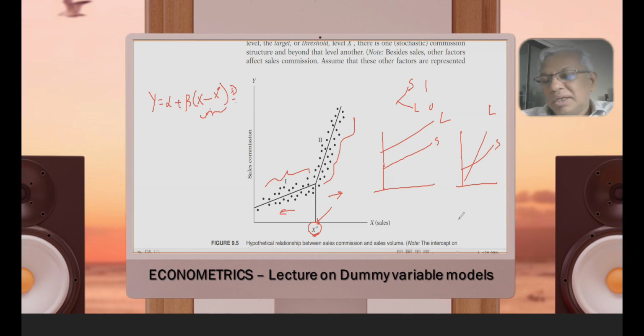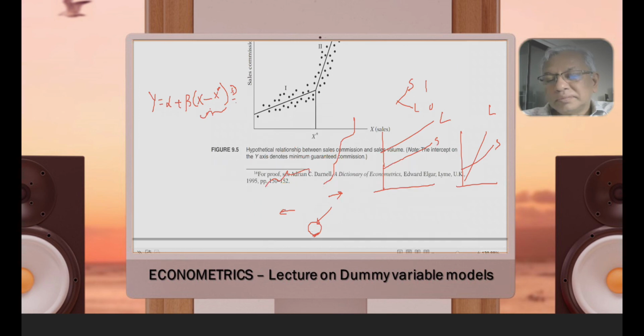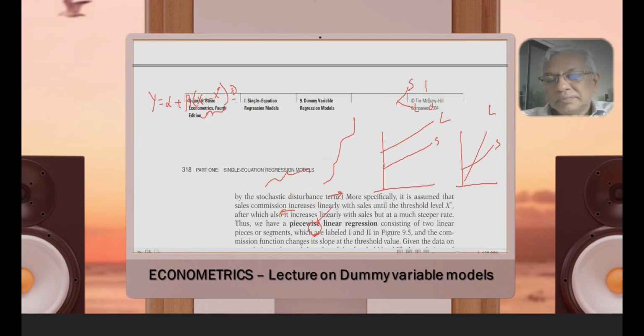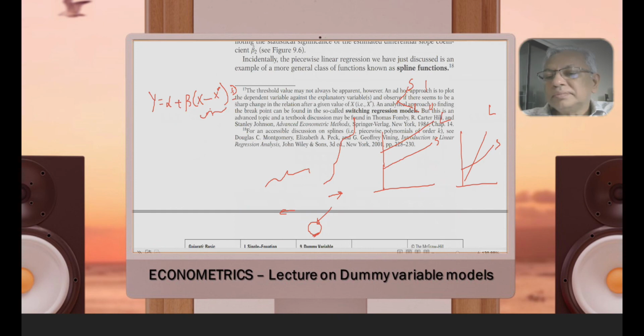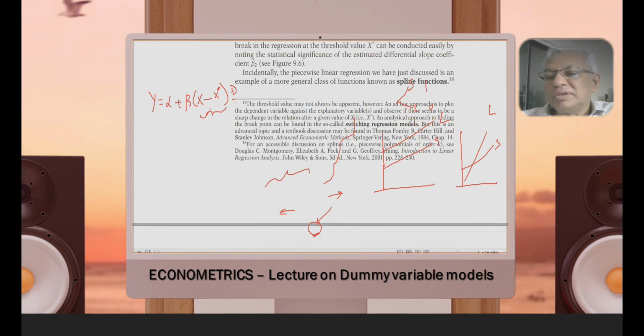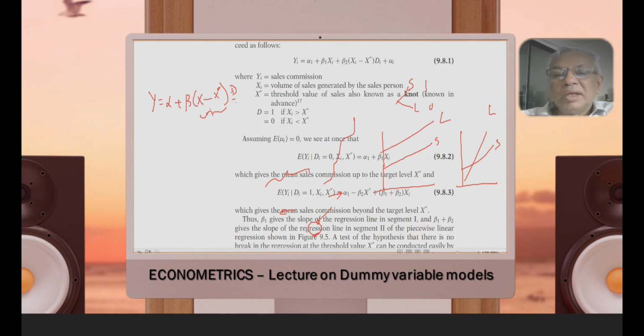So in other words, if x minus x star, let me show it in the book. This is a spline function. It's known as a spline function. So this is what happens. We say, look, if x is bigger than x star, we say it is 1. If x is less than x star, we say it is 0. So this is how the modeling is done.